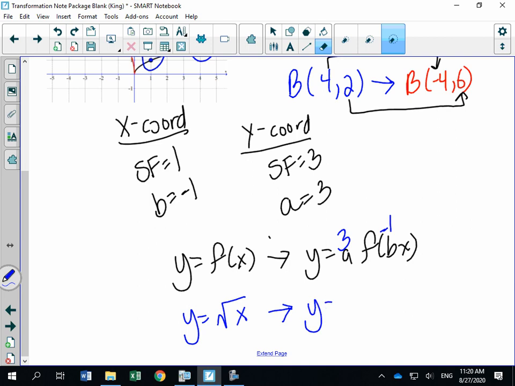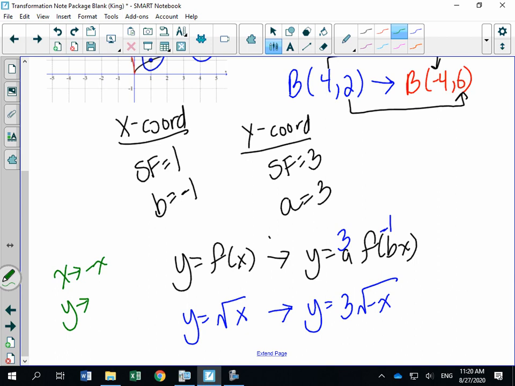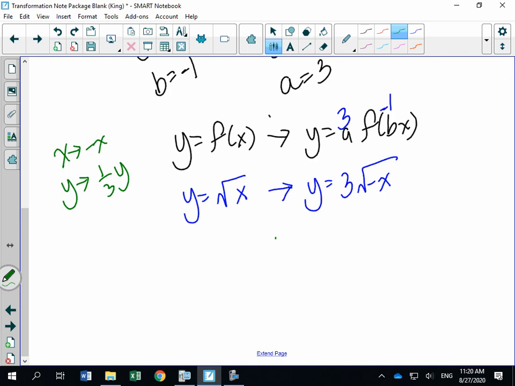So y is equal to 3 root -x. If I was showing this with replacement notation, x is being replaced with -x and y is being replaced with 1/3 y. Again, I'm showing you this because I might say on a test, do this by replacement notation, and it's actually the best if you do it by replacement notation.